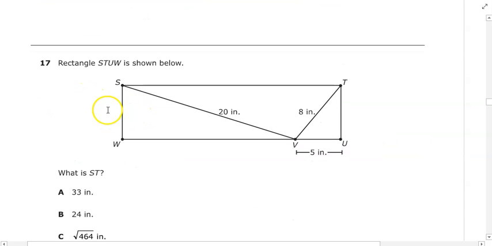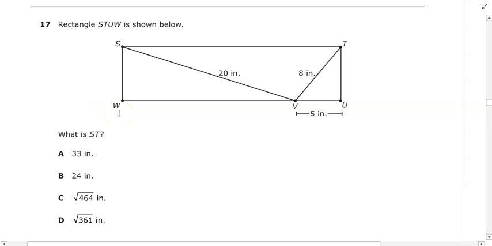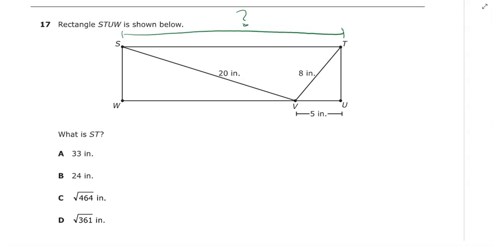All right, it says rectangle STUW is shown below. So I have the big rectangle on there. What is the length of ST? So I'm looking for this piece right here. All right, so I see there are some of the dimensions given, but not actually any of the dimensions of the entire rectangle. They're dimensions of some pieces of triangles here.